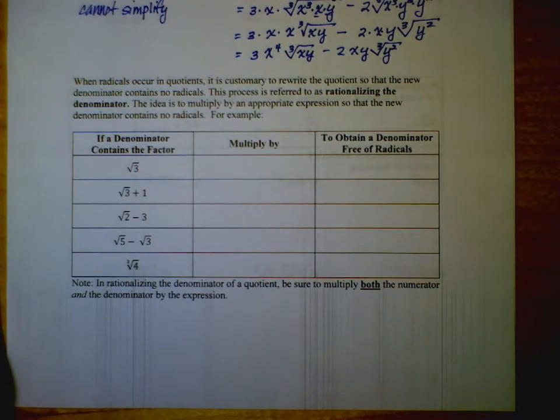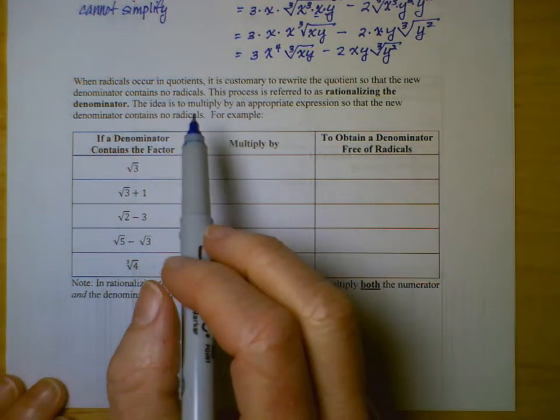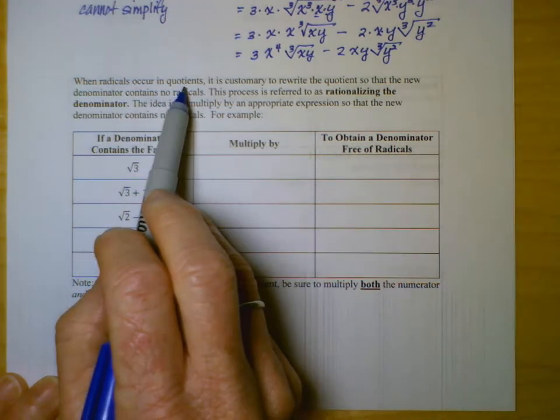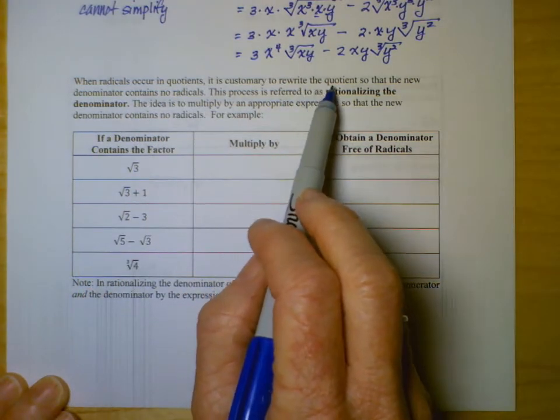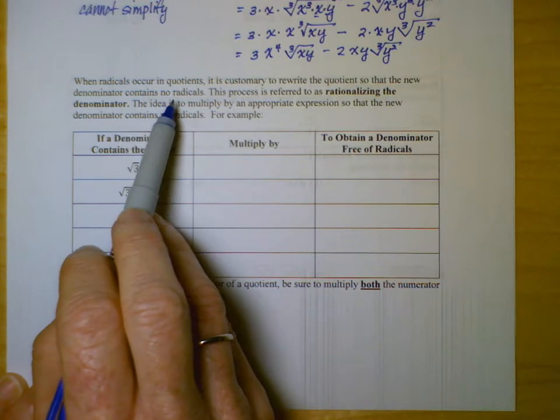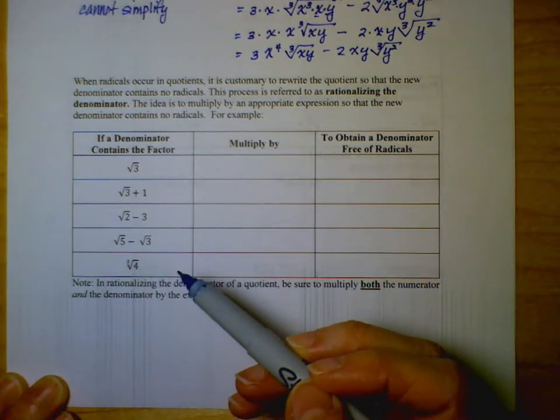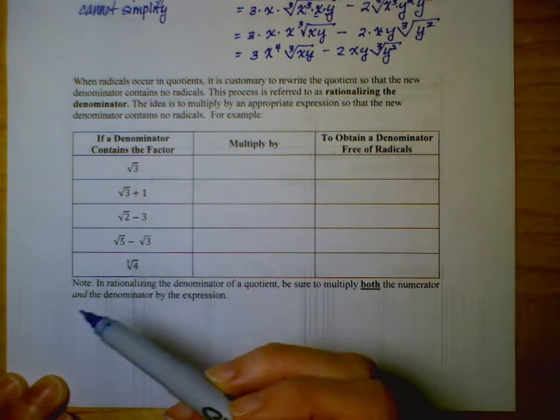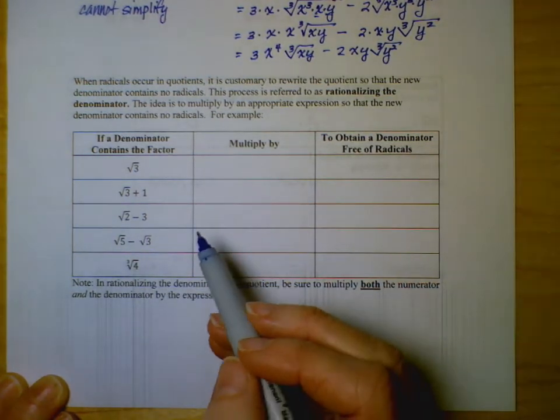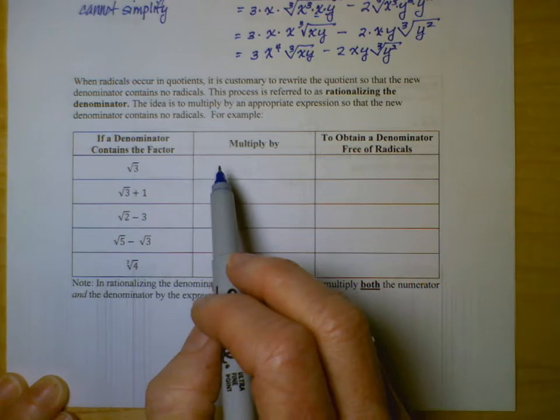This is part 4 of section R.8, nth roots and rational exponents. When radicals occur in quotients, it's customary to rewrite the quotient so the new denominator contains no radicals. So if you work out a problem and you end up with a radical in a denominator, you're not done. It's kind of like simplifying a fraction. You have to keep going. And we're going to learn how we fix this.